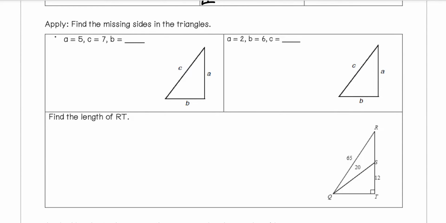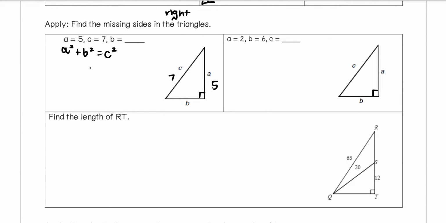In the first example, we're given that A is 5, C is 7, and B is something that we don't know. So we're going to use the a squared plus b squared equals c squared formula. And we're going to say that this was given as a right angle. I should have marked that. I apologize. We are assuming that these are right triangles. So we'll change those directions up on the final draft of these notes.